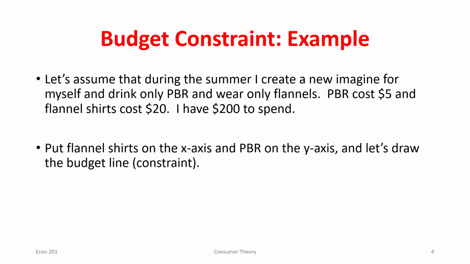Now, in our example, what was our X good? The price of a flannel shirt. What was our Y good? The price of a can of PBR. Sure enough, what did we have? What are my prices? There we go. 20 over 5 gives me that same slope of 4.